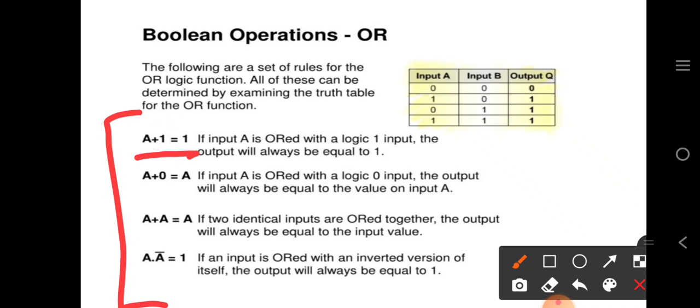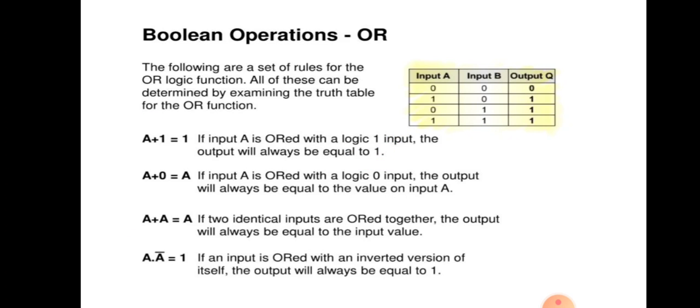Okay, so here two inputs are there. Any input, if you OR it with logic 1, so consider the third and fourth condition. If any input is ORed with logic 1, it means the second input is 1. So in this case the output will always be 1. Here it is written 1. So in both the conditions the output is always 1.